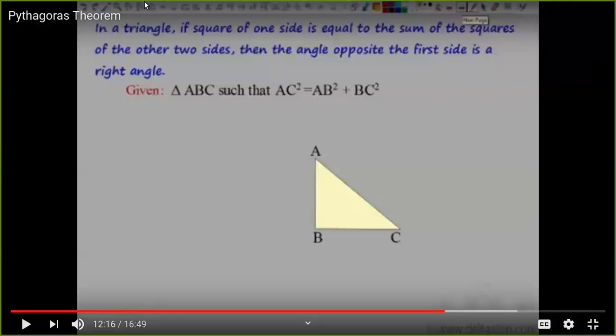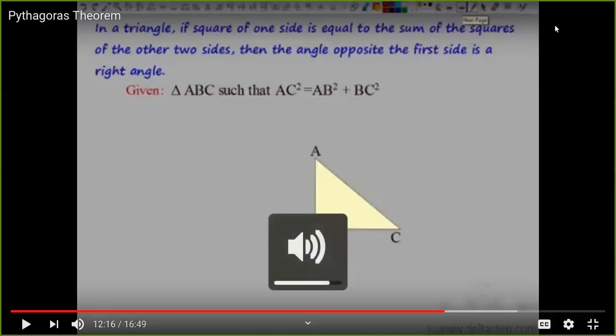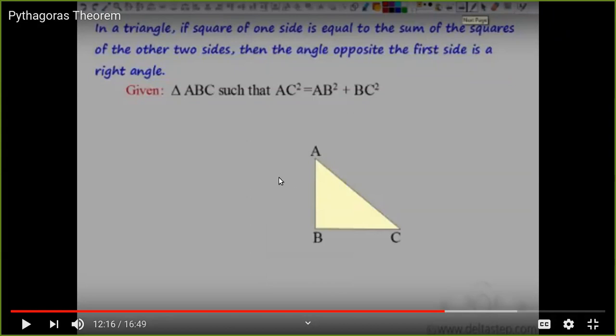So this is the statement of the theorem. Please write it down first before we start with the proof. In a triangle, if the square of one side is equal to the sum of the squares of the other two sides, then the angle opposite to the first side is a right angle. So this is the converse of the Pythagoras.